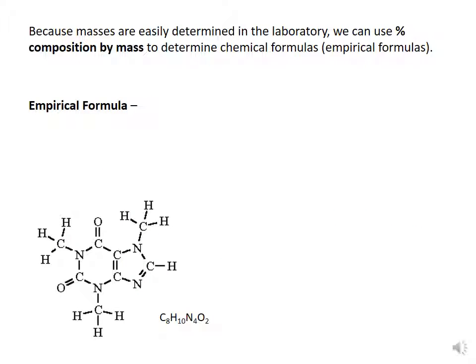We can also perform these calculations moving in the opposite direction. Because masses are so easily determined in the laboratory, we can actually use those mass percents to determine chemical formulas. The chemical formulas we'll get from these percent composition by mass numbers will give us something called an empirical formula. An empirical formula is defined as the simplest whole number ratio between elements in a compound. So if we think back to our chemical formula for caffeine, which is the real formula, so caffeine does in fact have 8 carbons, 10 hydrogens, 4 nitrogens, and 2 oxygens, you can see that that can be simplified even further by dividing all of those numbers by 2.